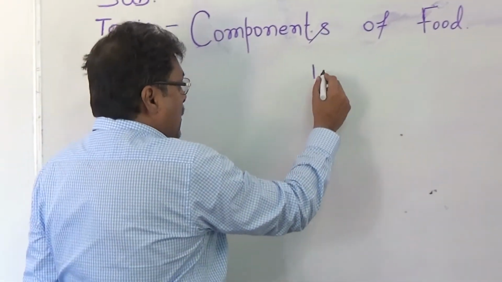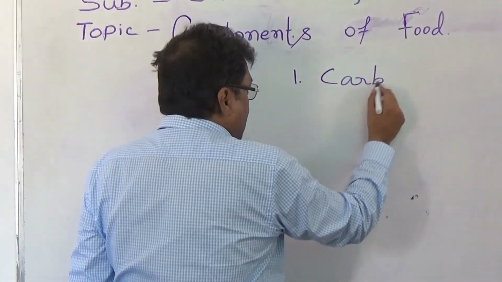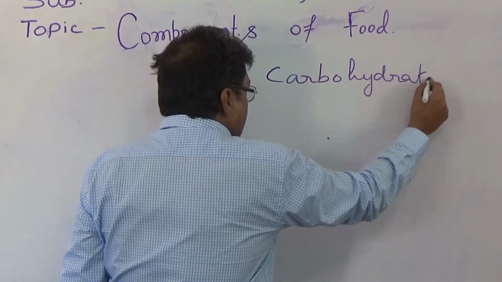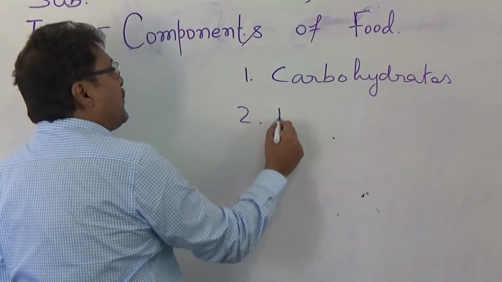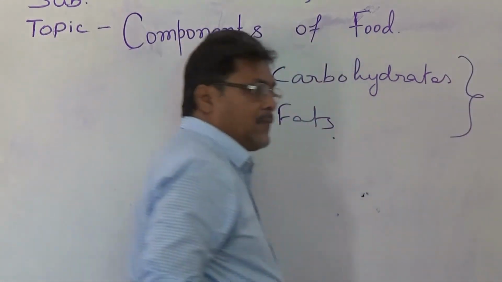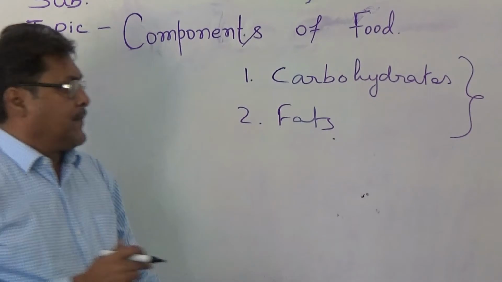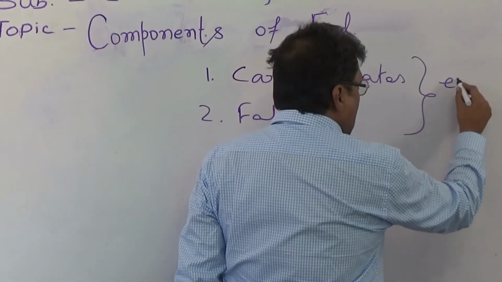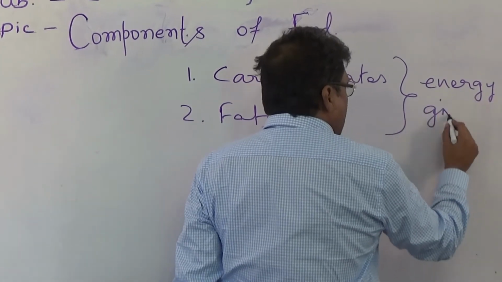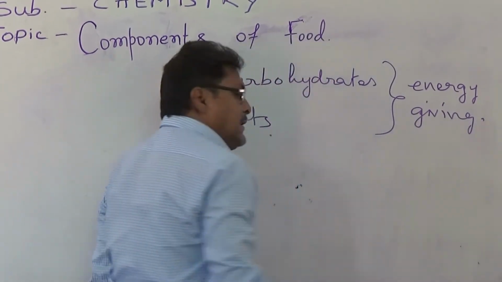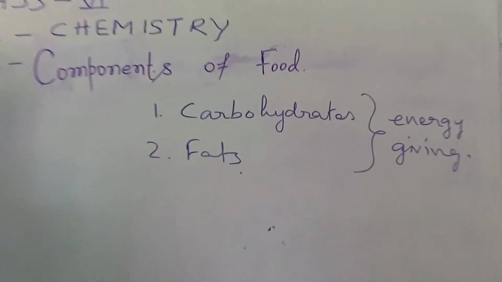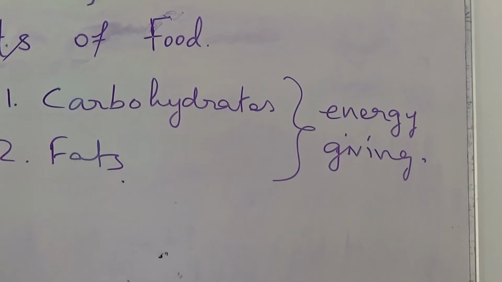Number one, carbohydrates. And number two, fats. These two are carbohydrates and fats. We get energy given from these two nutrients. We get energy to work, and also our body keeps warm by storing that energy.